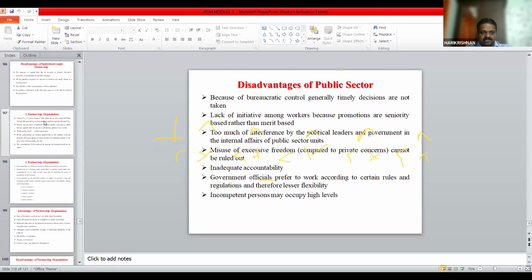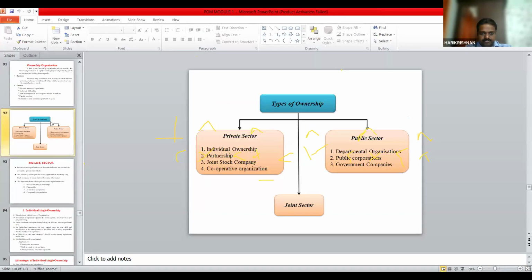What is the classification of companies? You can see over here, the types of ownership are private sector organization, joint sector organization, and public sector organization. In the private sector, there are individual ownership, partnership, joint stock companies, and cooperative organizations. The other is the joint sector, and the third is the public sector. Public sector means it is publicly owned by the government: departmental organizations, public corporations, and government companies. So these are the types of organization, the basic things we have discussed about industrial management.